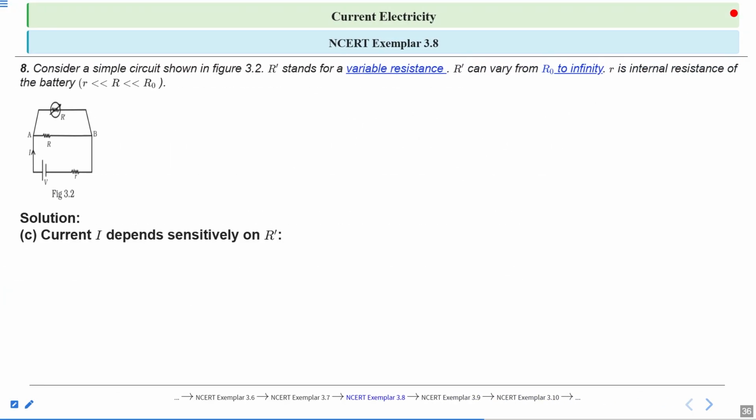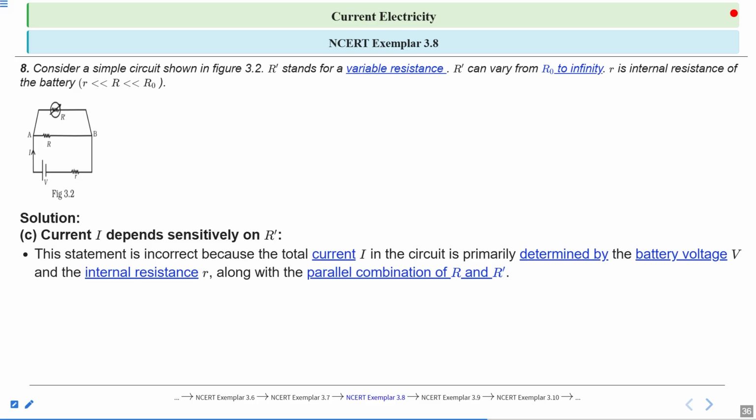So why is option C incorrect? What was C option? Current I depends sensitively on R dash. Now they are talking about current I that is in the outer circuit, the total current flowing through the circuit before splitting at point A. Now they are in parallel combination, R dash and R. This statement is incorrect because current I in the circuit is primarily determined by the battery voltage and internal resistance along with the parallel combination of R and R dash.